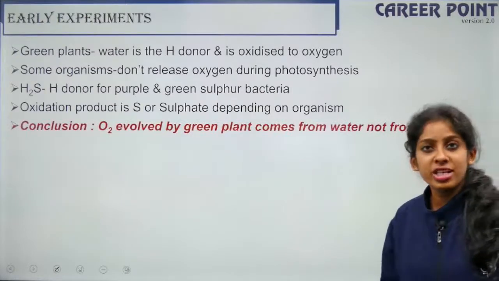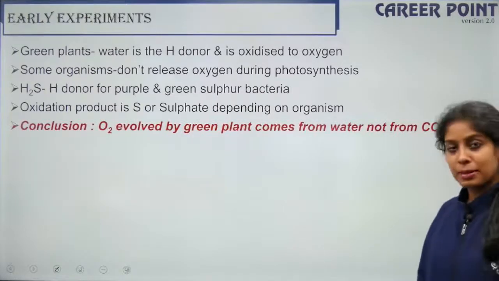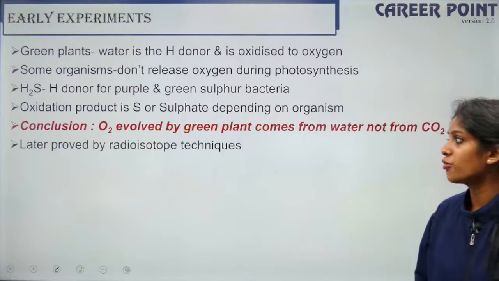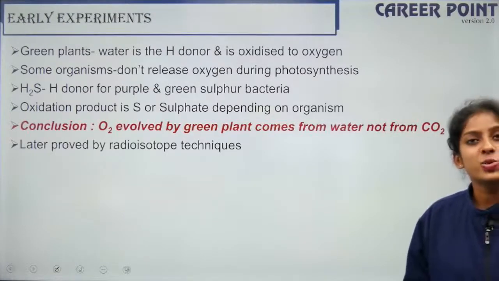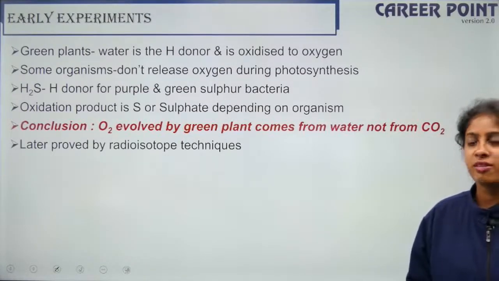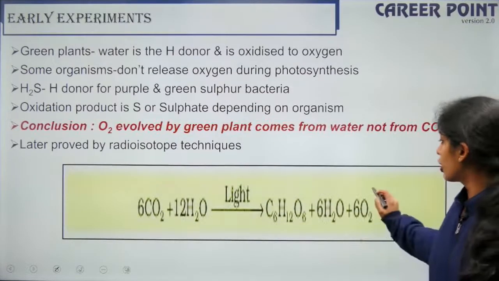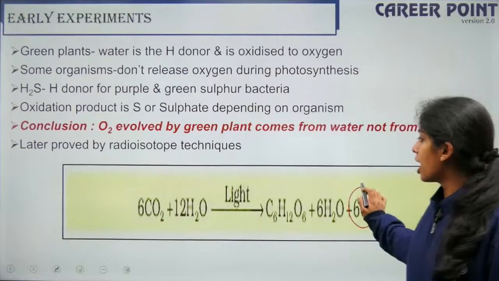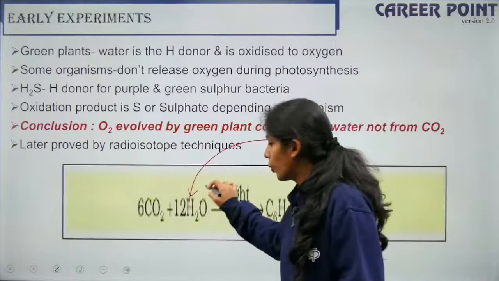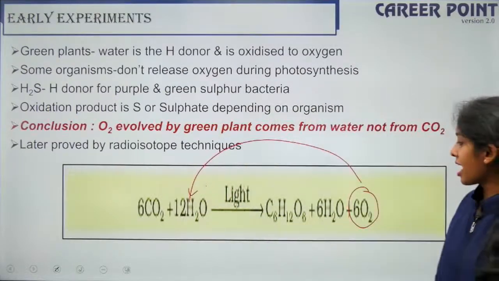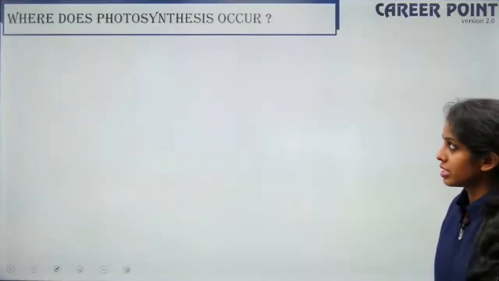So the conclusion is oxygen evolved by the green plant comes from water and not from carbon dioxide. So this was later proved, or the evidence was given, by the radioisotope technique as well. So this molecule of oxygen comes from the water molecule. So this is the final equation of photosynthesis.